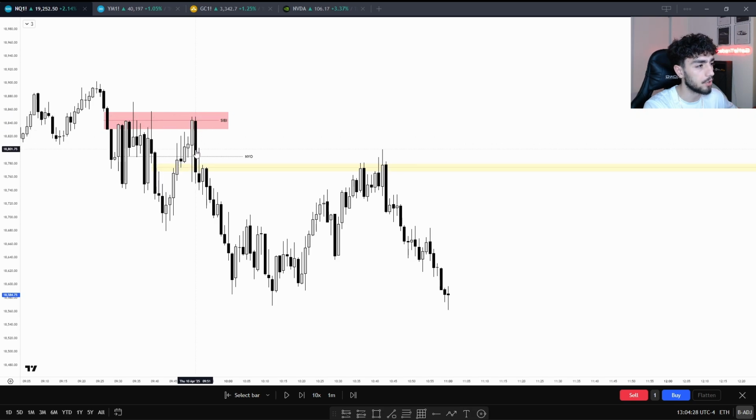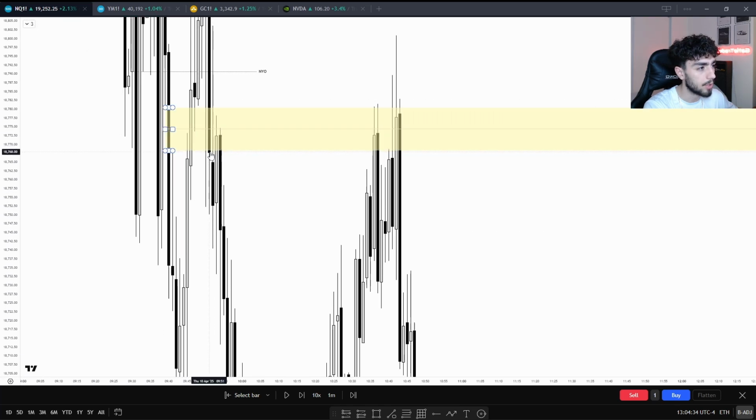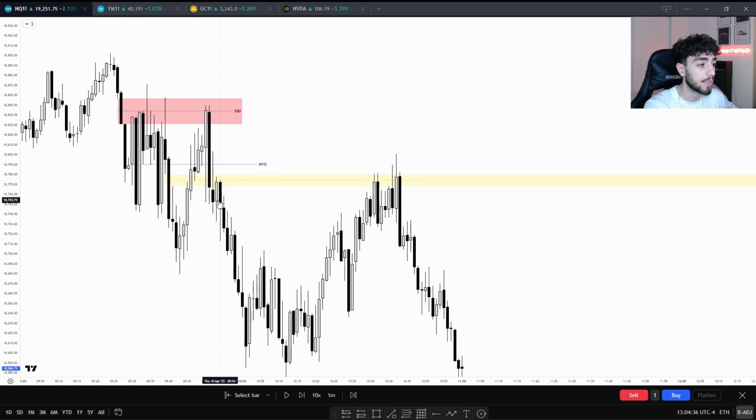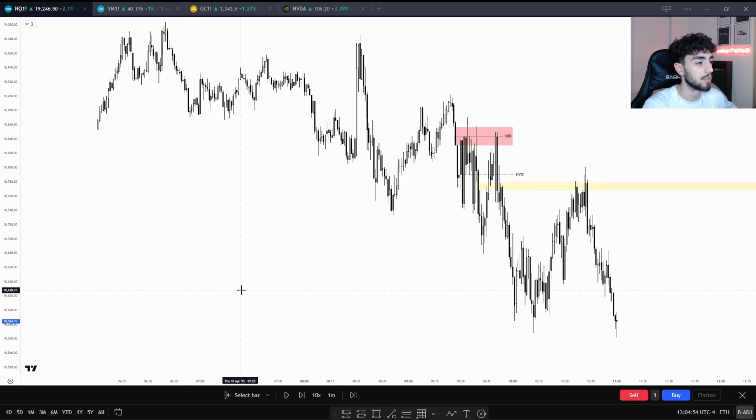But once we get that closure below, right here, we close below. You can see the body closing below. The next candle then refers back to first presentation. Look how high it wicks, but look at the close. Next candle again trades up into it, but does not close above. Next candle again trades up into 50%, does not close above. This is because the algorithm is going to send pricing lower because the narrative and the bias is bearish.